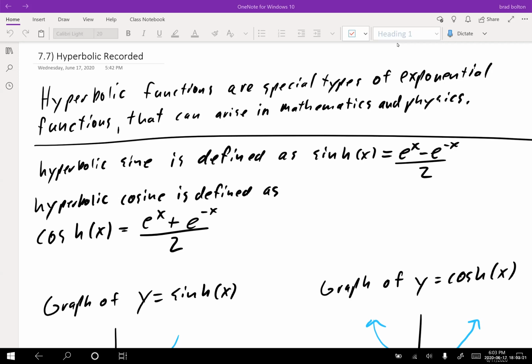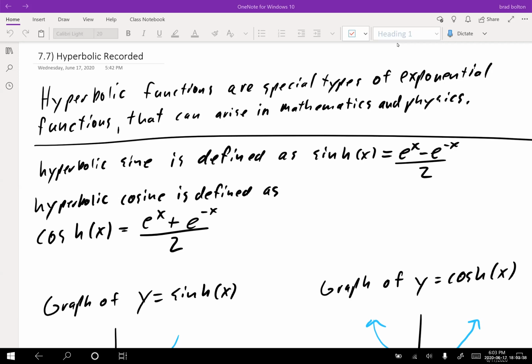We're not going to go too deep into this. This will be something I think you may explore a little bit more in Calc 3. And then if you go much further in math, you might see it on occasion in some higher levels of differential equations. So hyperbolic functions are special types of exponential functions that can arise in mathematics and physics.